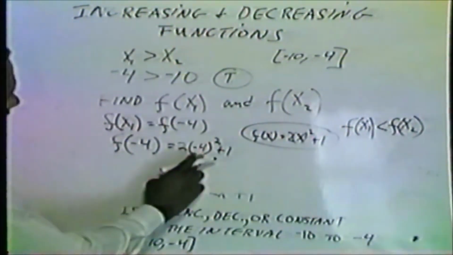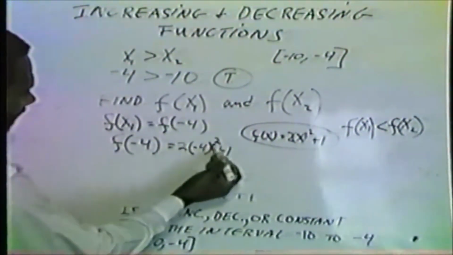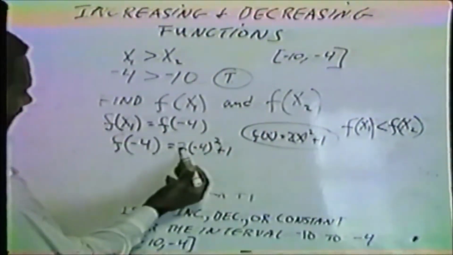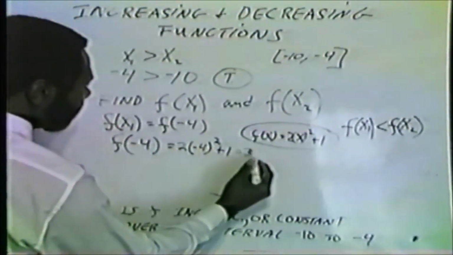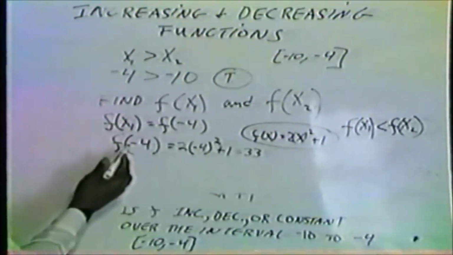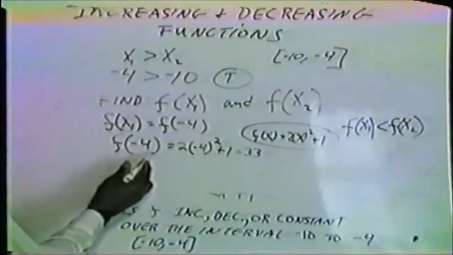Now we have to simplify this. Negative 4 squared would give us 16. 16 times 2 would give us 32, plus 1 would give us 33. This is what we get for f of negative 4.